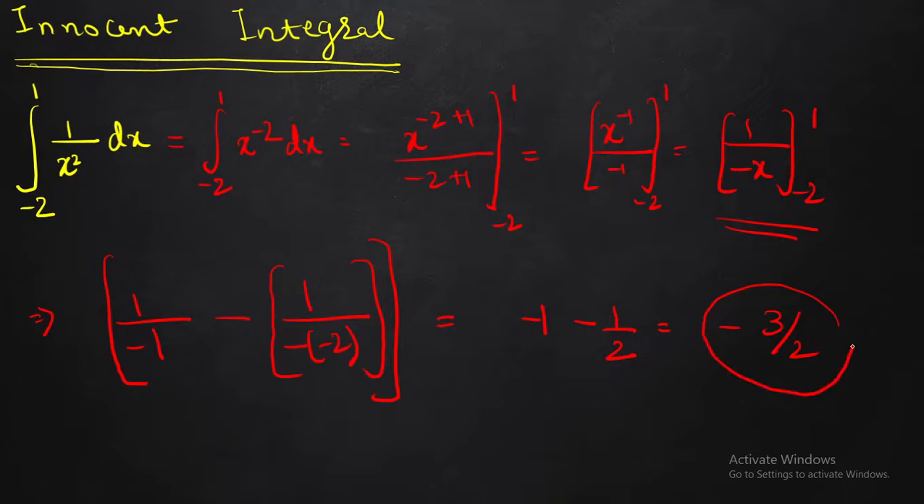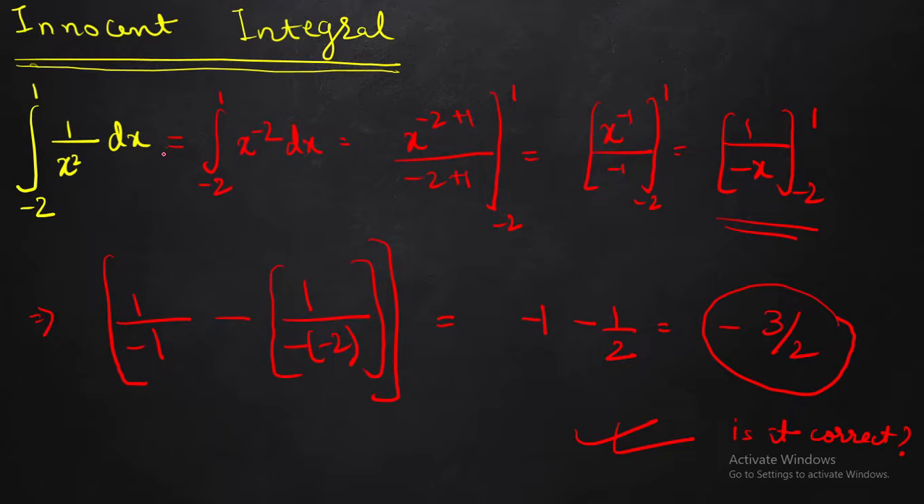So we got the integration, the integration of -2 to 1 by x squared dx is equal to this, that is -3 by 2, solved. But wait a minute, just wait a minute, is this integration correct? Is it correct? Tell me, is it correct?